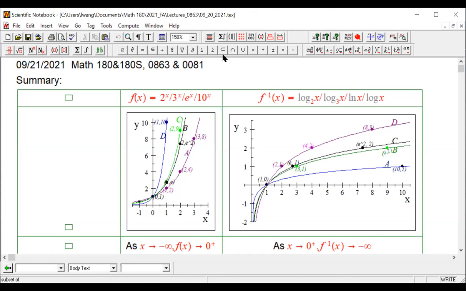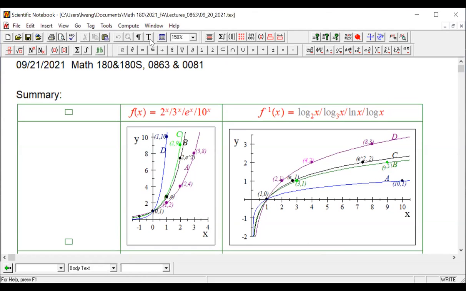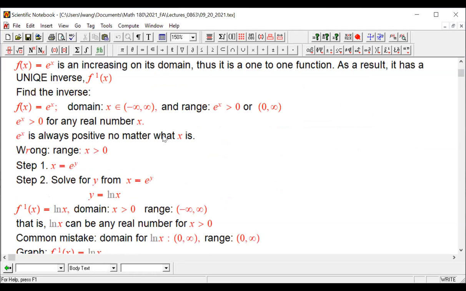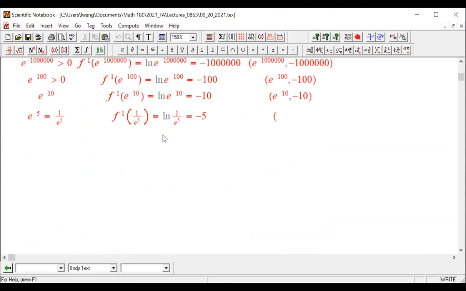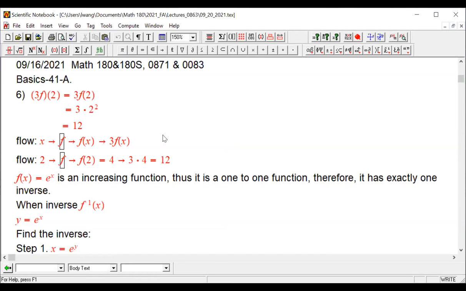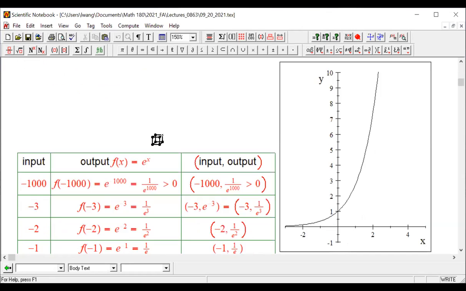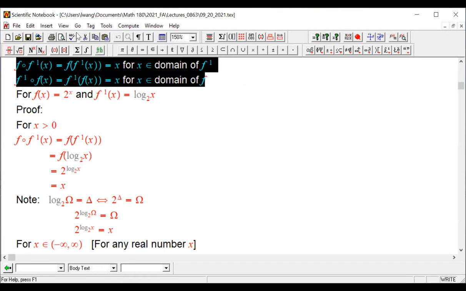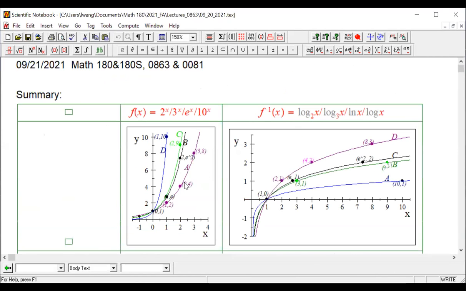So next today, we're going to re-examine the properties we have talked about before. In order for you to see that, I'm going to bring back that property. I'm going to take you back. Look at what we have done on the function and then its inverse. For a function and its inverse, what property do they have? This guy. We have to talk about this.